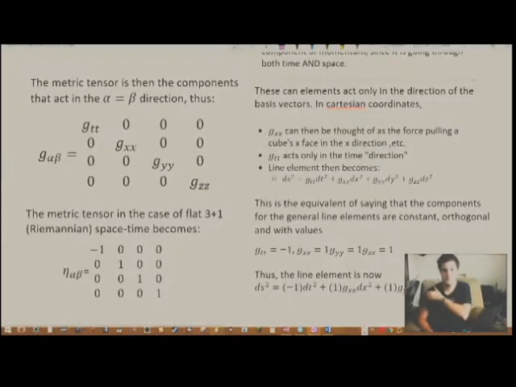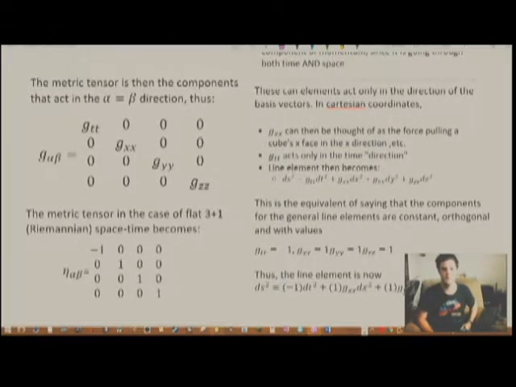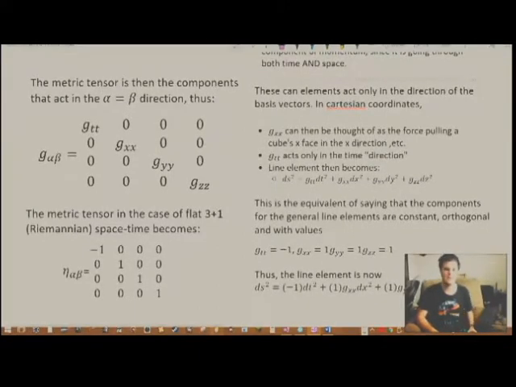So then you can think about it as the force pulling a cube's x face in the x direction, and this is only in space, not time. So now you have to add time to it, and this gets kind of hard to talk about because tensors are really complicated things, but I'm trying to explain them as simply as I know how.